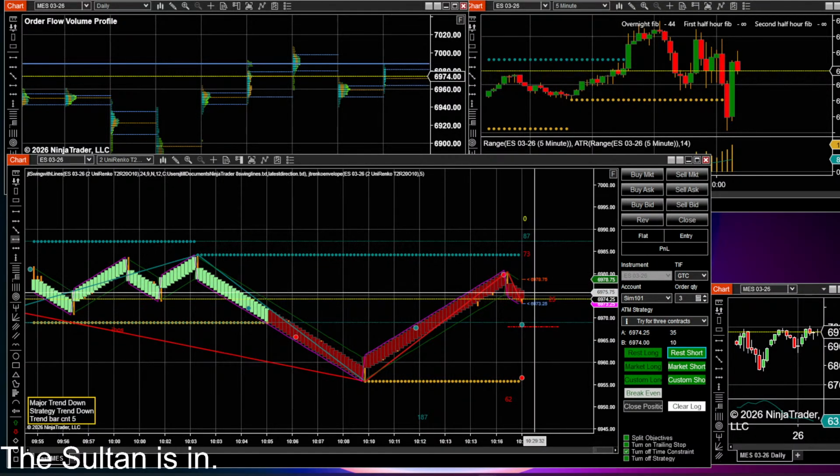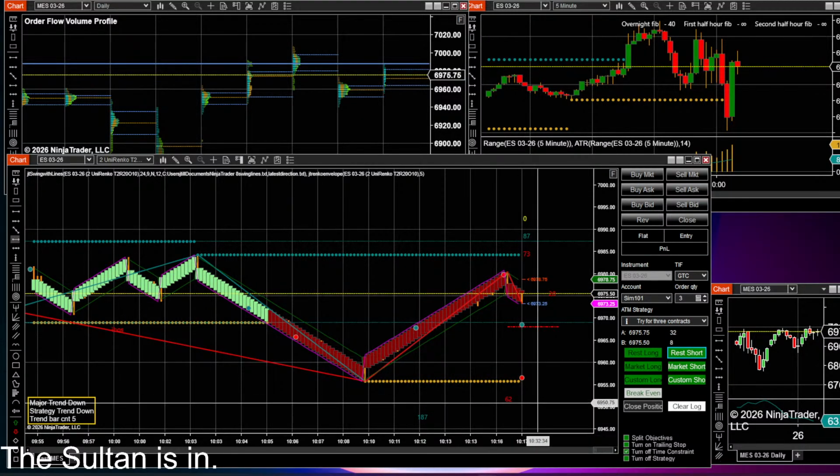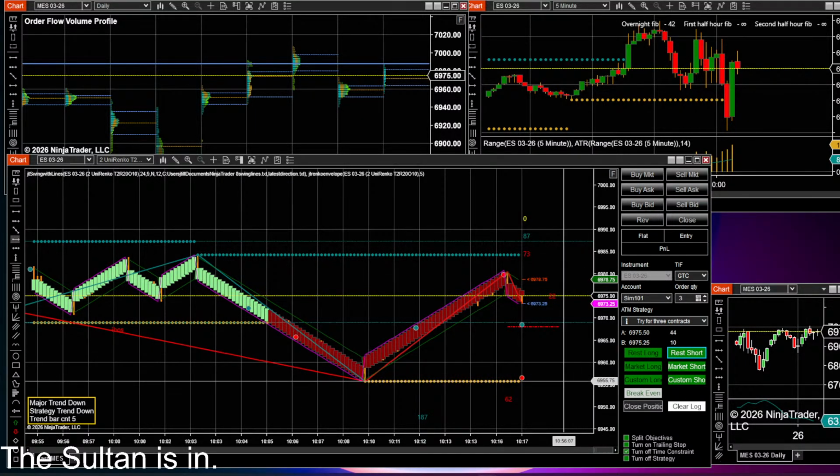For me, I want to see a little wick, just a little stronger pullback, and then I'd have my resting order there, which looks like we're about to see.